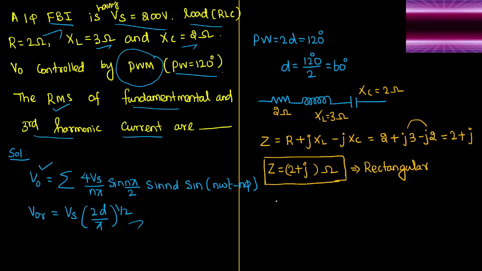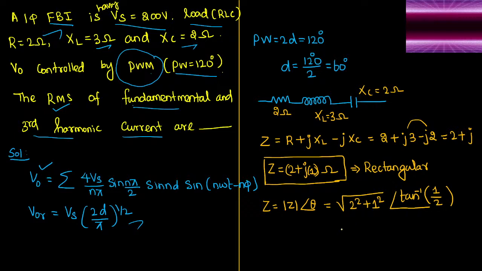If you want to convert this into polar form, then we have to find the magnitude of the impedance and the corresponding phase angle of the impedance. You know how to find the magnitude: under root of square of real part plus square of imaginary part. What is the imaginary part? Here the coefficient of j is 1. The coefficient of j is the imaginary part. And the angle can be written as tan inverse of imaginary by real. Imaginary is 1, real is 2. So tan inverse of 1 by 2 is the phase angle.